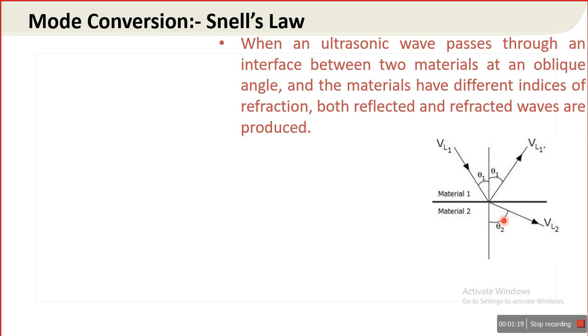There are two types of conversion we will see. So consider this is the first mode of conversion. When we transmit a longitudinal wave into the material, some amount of energy is reflected at an angle theta 1, which is the reflected energy, and this VL2 is the refracted energy, which is again a longitudinal wave. So this reflected wave is also longitudinal, and this refracted wave is also longitudinal. So this is the first mode of conversion.